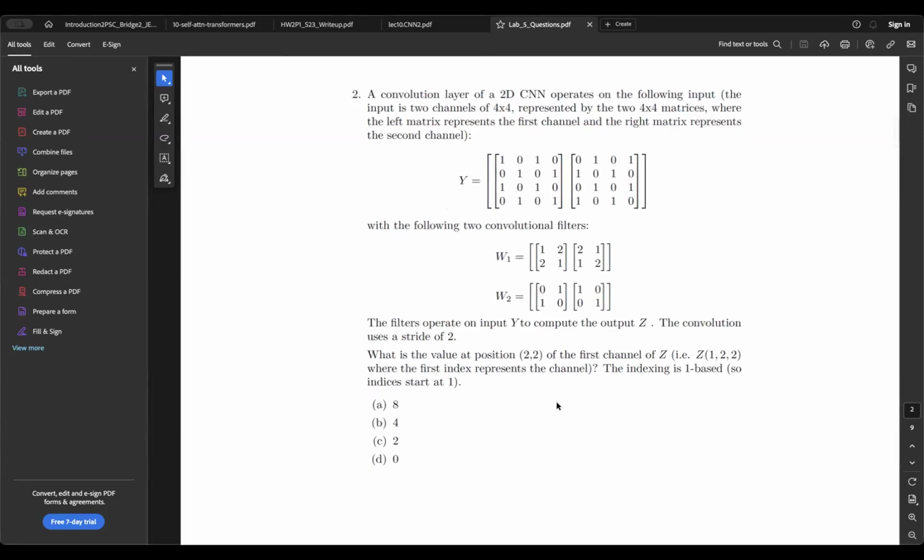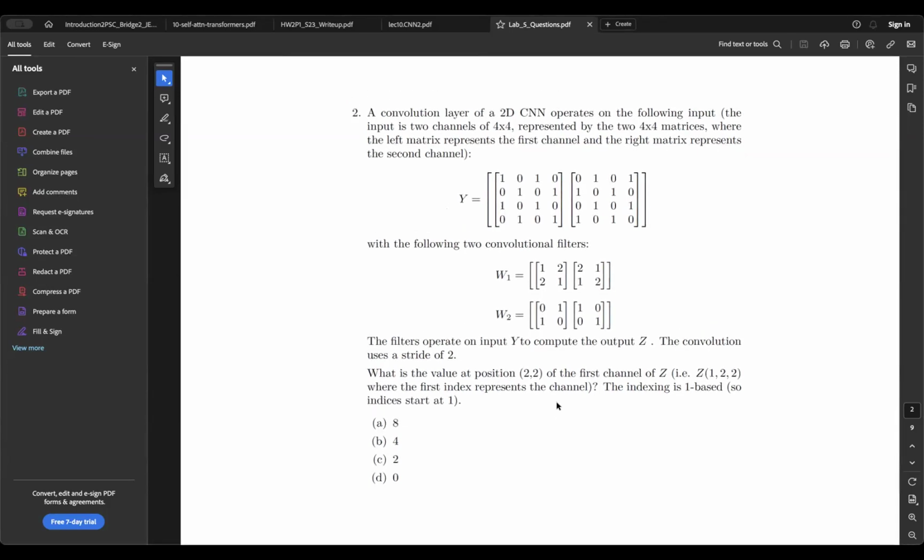So I used the first filter because we want the first channel of the output and we want position 2,2. So I took the lower right half, 1001 for the first one, and it gives 1 plus 1. And for the second channel, the lower right half, it gives 1 plus 1 again. So I add both the channels, it gives 2 plus 2, 4. Yeah, I think that's right.